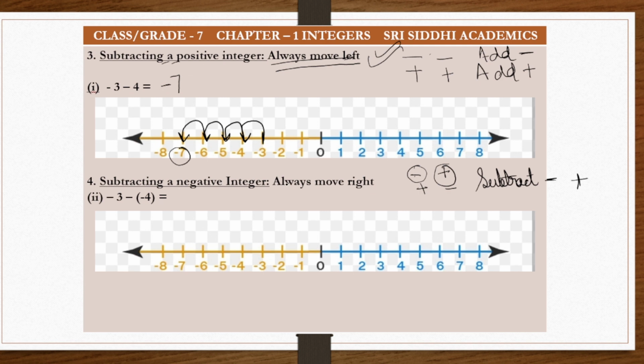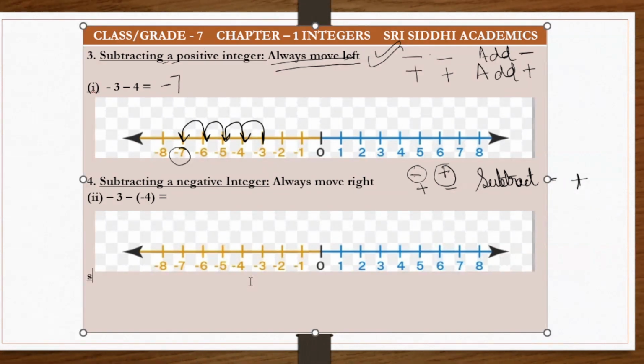Subtracting a negative integer. We'll do this. Now let's understand subtracting a negative integer. How to do it? See here, we start from a negative integer minus 3. Our initial position is minus 3, and then we are subtracting minus 4. Okay, always move right when you are subtracting a negative integer. We just saw subtracting a positive integer, move left.